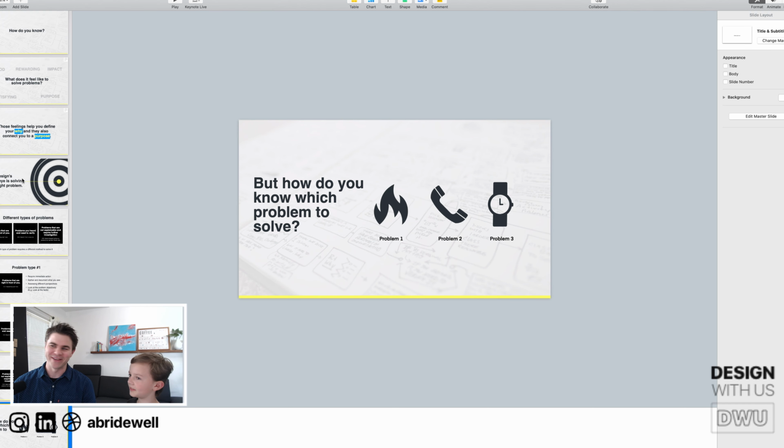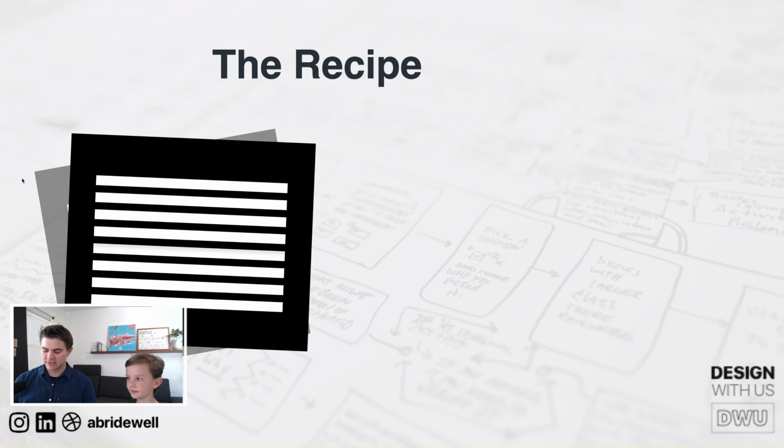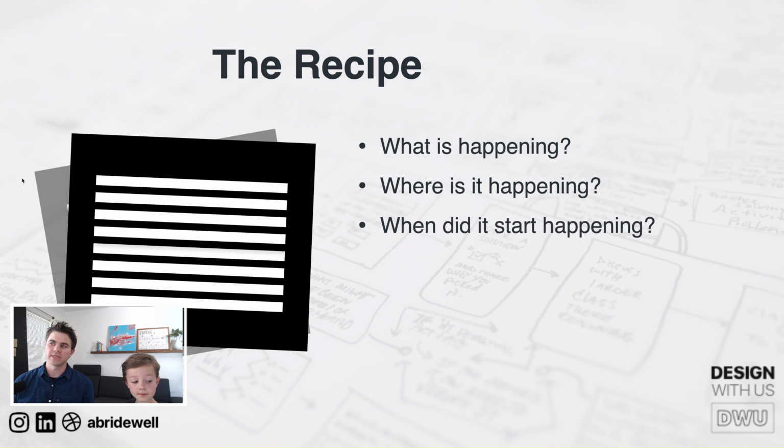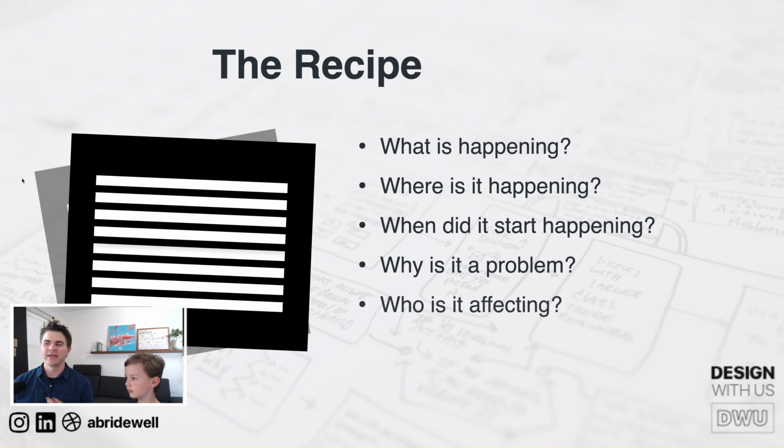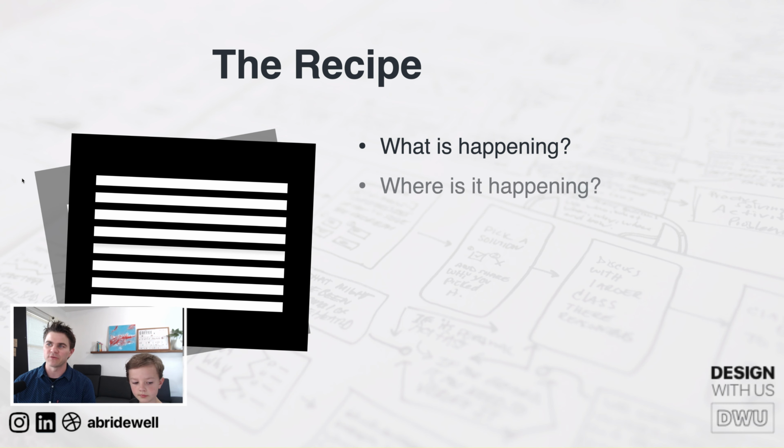Epic. Very epic. This was the recipe. So when you have a problem next time, think about what is happening right now, where is it happening, what is going on here, when, why, who is it affecting, and then you'll be in better shape to go solve your problem. So I think that's it for today.